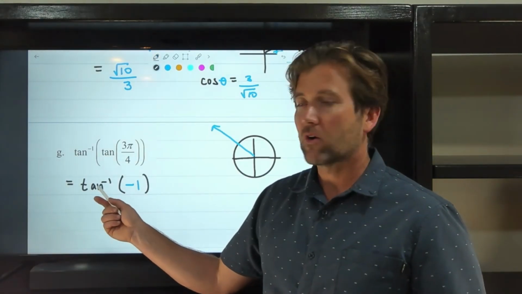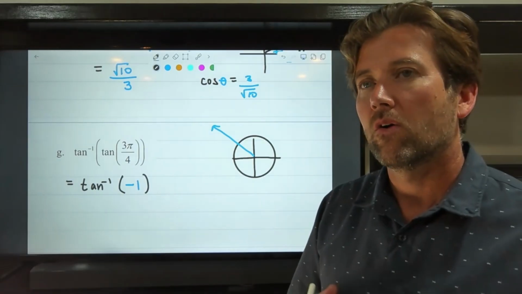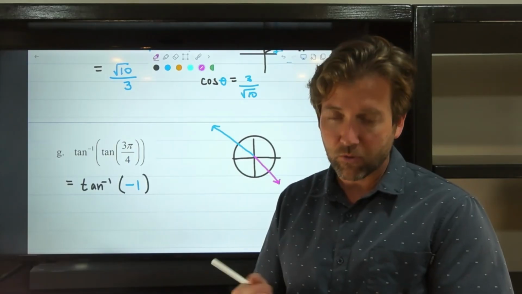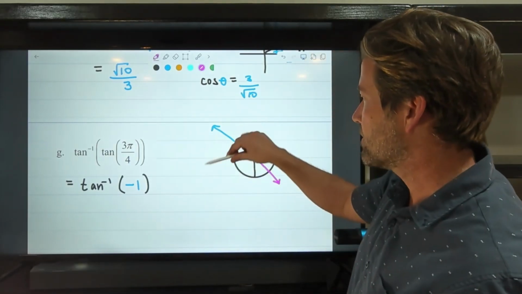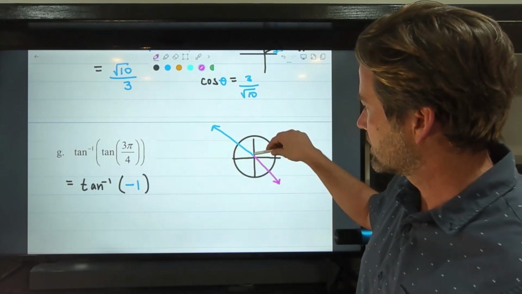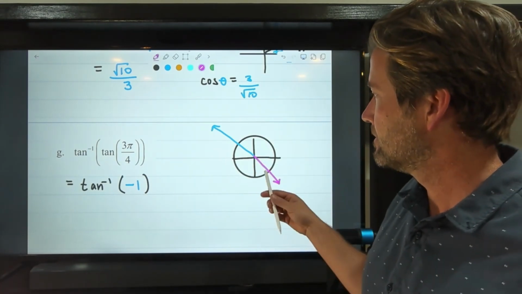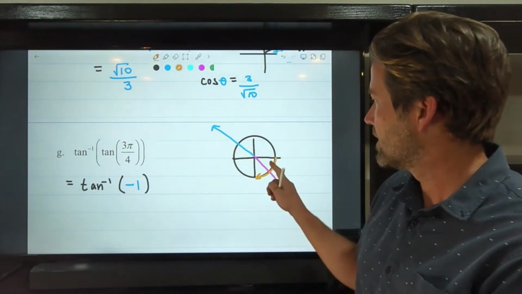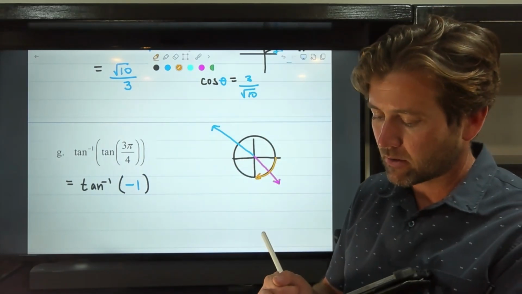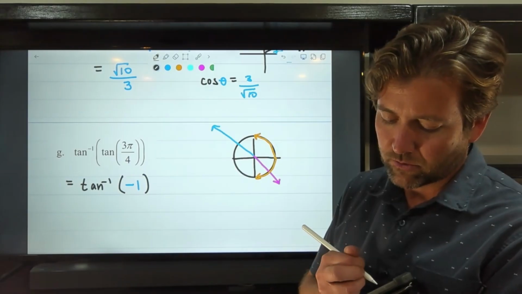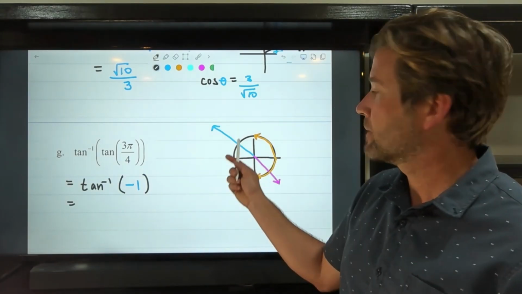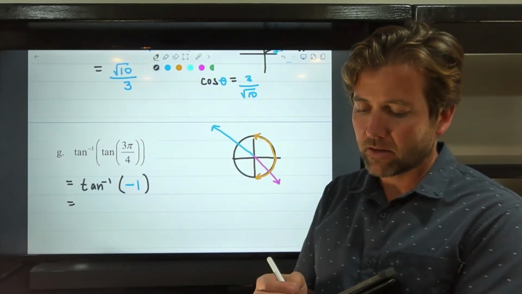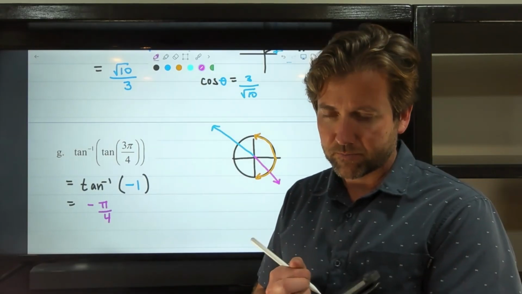Now, evaluating arctangent of -1, you have to draw all of the angles that have a slope of -1. So there are also angles in the fourth quadrant. The tangent of 7 pi over 4 is -1. The tangent of negative pi over 4 is -1. Arctangent has to output an angle in between negative pi over 2 and positive pi over 2. So 7 pi over 4 would be out of the bounds. I can only go this far here. So the answer has to be negative pi over 4.